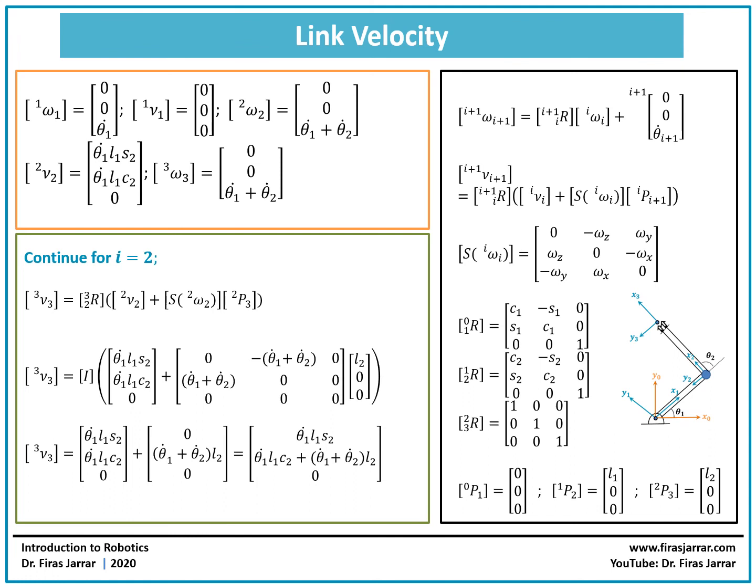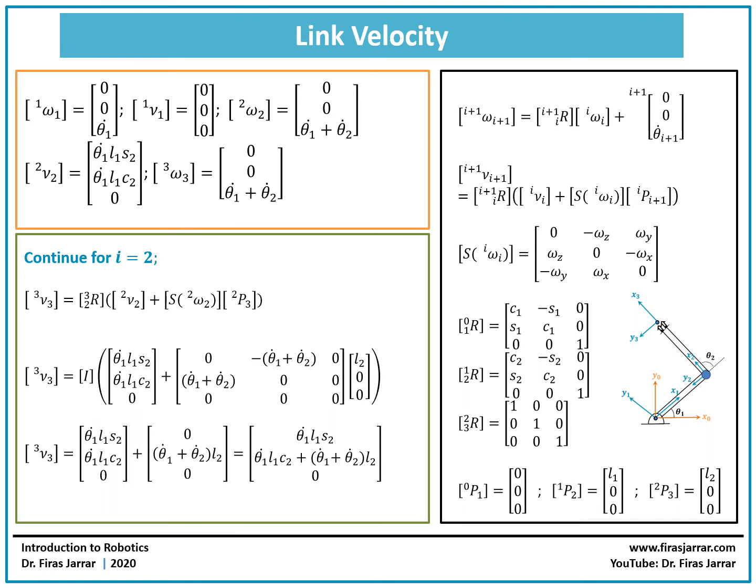V2 is the linear velocity that was computed before, so we just bring it down here. The skew symmetric matrix is obtained by taking the values from the angular velocity of link 2 and substituting them into the general form of the skew symmetric matrix. Again, omega x and omega y are both going to be equal to 0, and omega z is going to be equal to theta 1 dot plus theta 2 dot. So this is the skew symmetric matrix for link 2. And finally, this is the position of frame 3 with respect to frame 2.